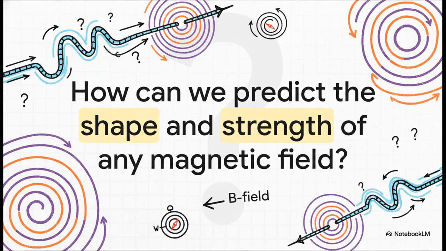Okay, so we've established that a current creates a magnetic field. Simple enough, right? But how strong is it, and what shape does it even take? If you have a current flowing through, I don't know, a straight wire or a circle or just some random squiggle, how in the world can we figure out the magnetic field it creates at any point in space? That is the puzzle we are going to solve today.